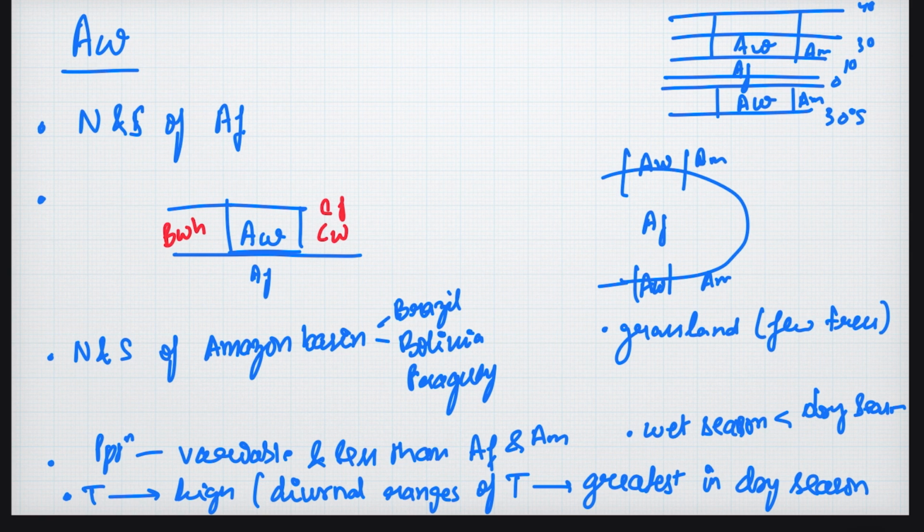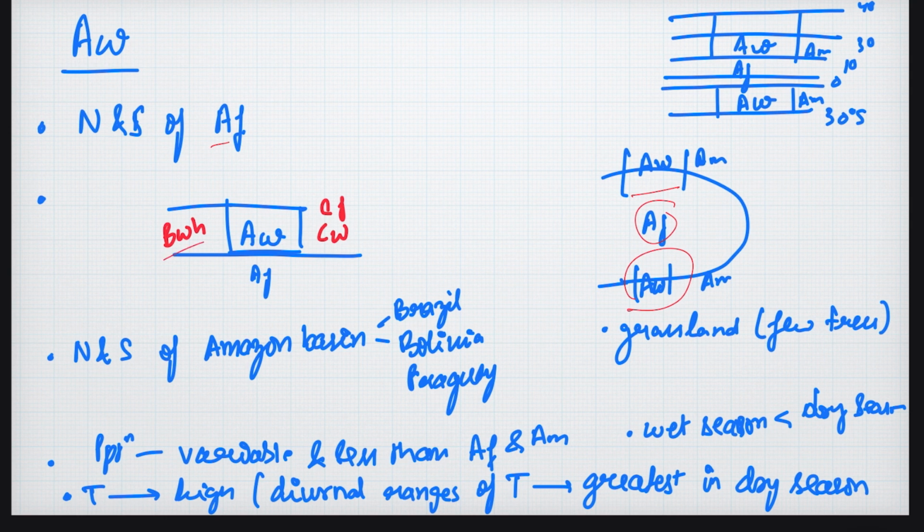It is located towards the west of the monsoonal climate, so it becomes quite interior. So here the variability of rainfall and variability of temperature, both annual and daily, would increase compared to the monsoonal type of climate. It is north and south of the AF climate, as you can see from this diagram. To the west of AW, it is BWH, the hot desert, and to the east you have CW type of climate.